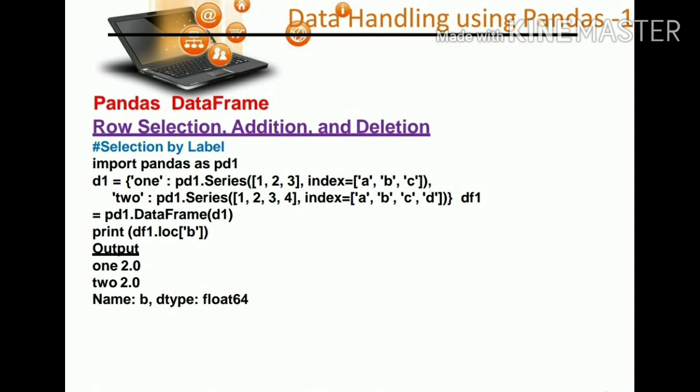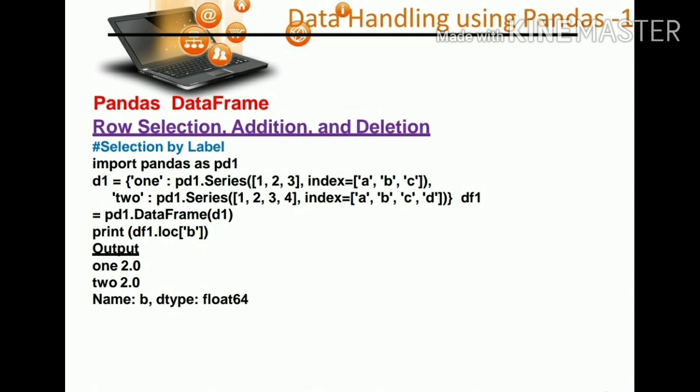Now in the next line, df1 is the object for the data frame, pd1.DataFrame and d1. We are creating a data frame from d1 which is a Series. Now give the command print df1.loc['b']. loc is for location. So what do we want to locate? b. What is b here? b is the name of the index. So how will it display that result? See, column 1 and then column 2.